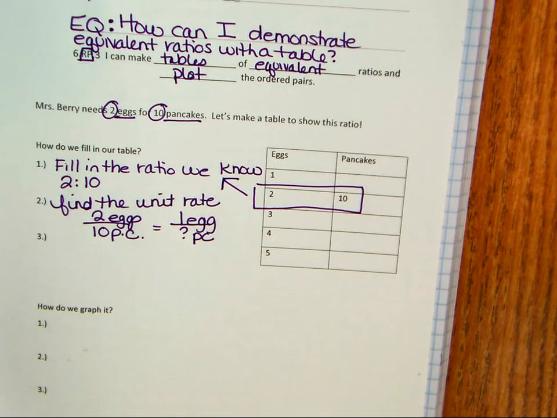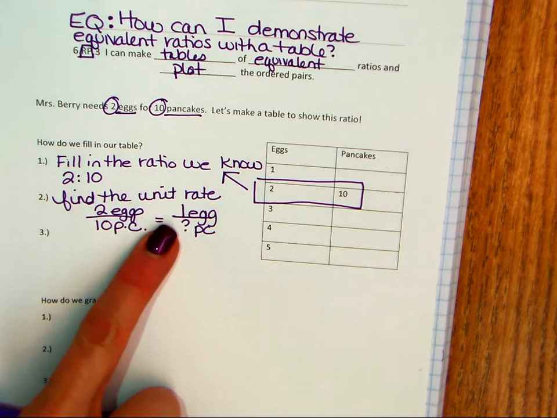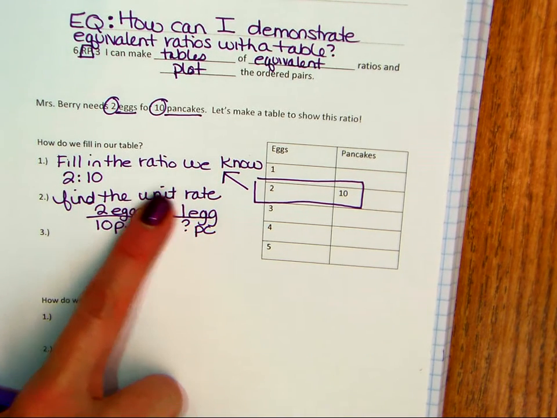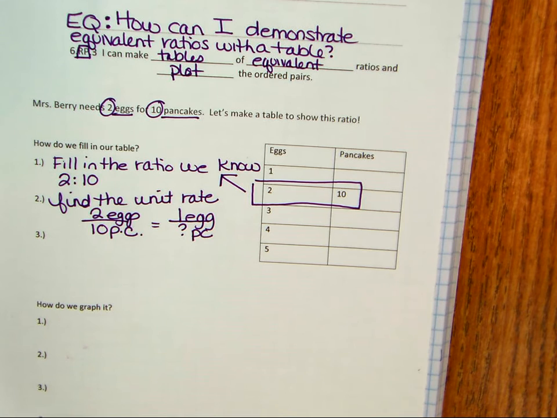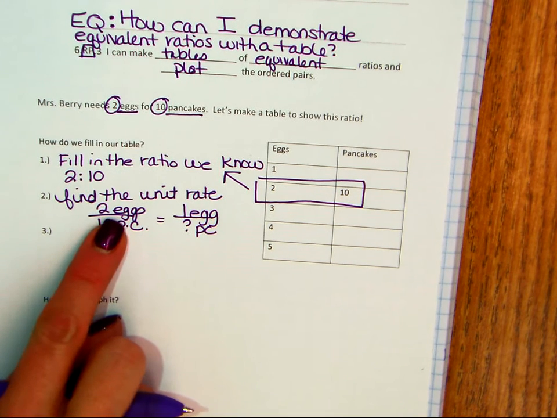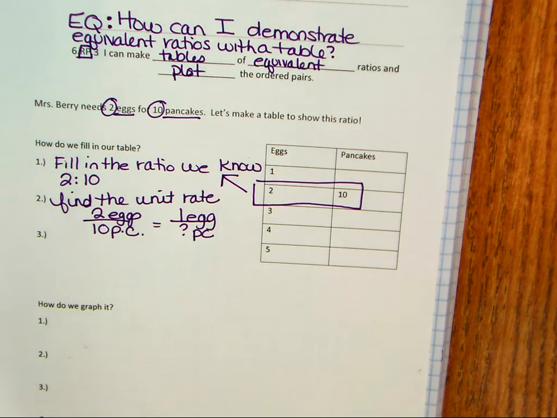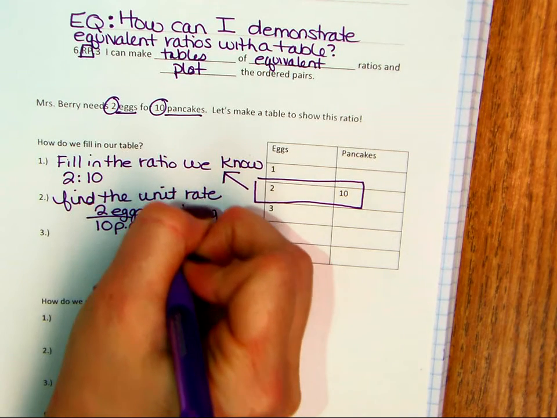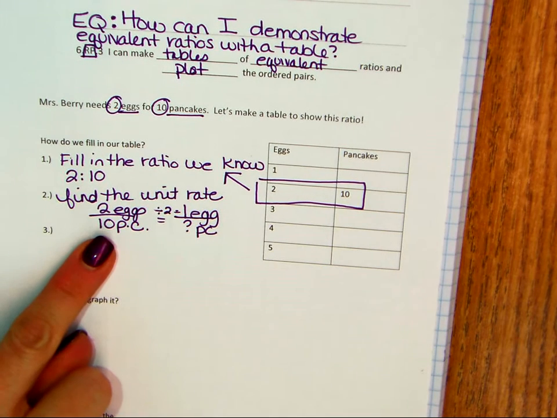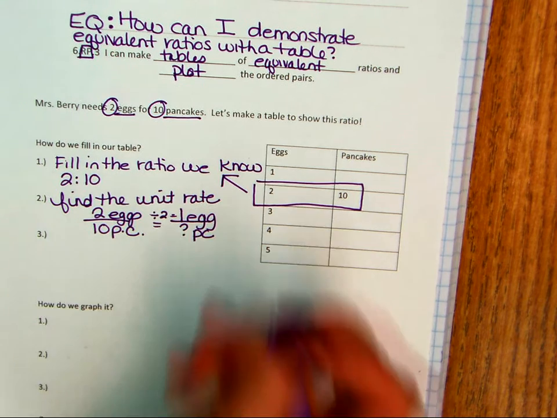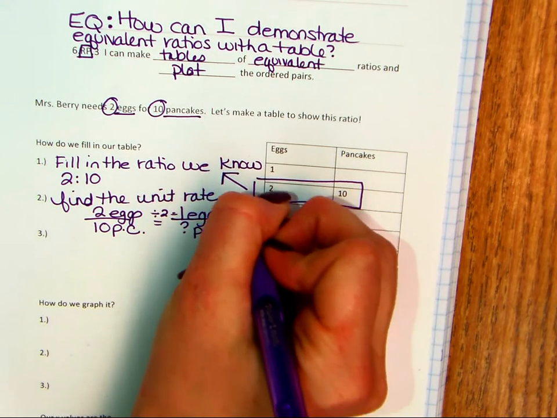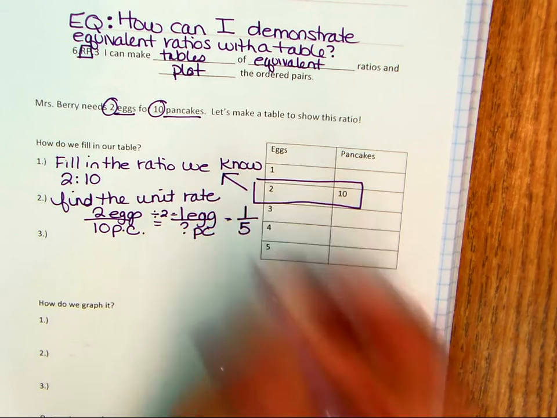To do this, let's look at the relationship. Now, mind you, I could do cross product. I could do 10 times 1 divided by 2. Or, this one's pretty simple. I'm just going to find the proportional relationship. What do I have to do to 2 to get to 1? Christian? Divided by 2, correct. So if I do 2 divided by 2, I get 1. If I do the same thing to the pancakes, 10 divided by 2 is what, class? 5. Good. So my unit rate is going to be 1 egg for every 5 pancakes.